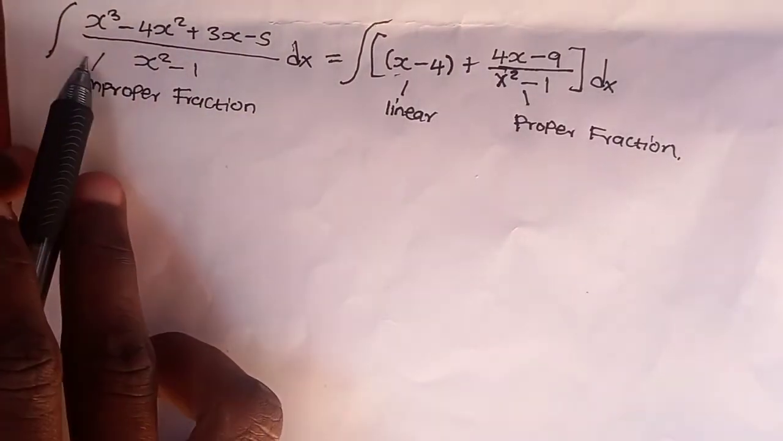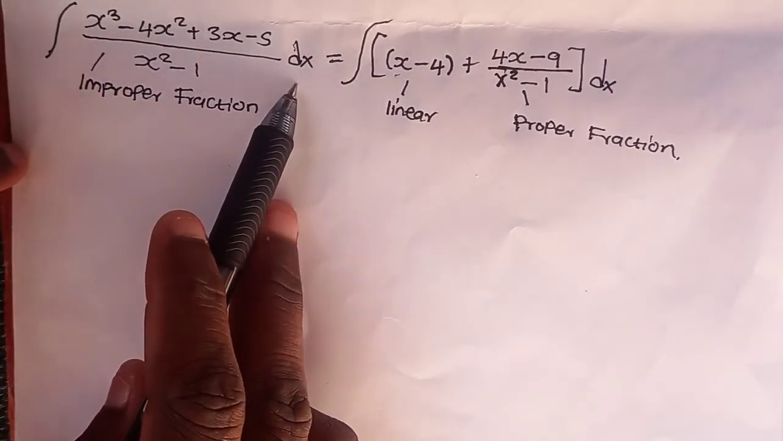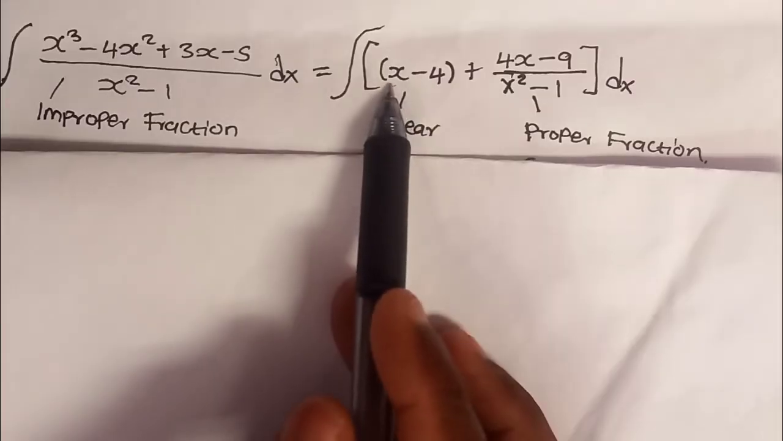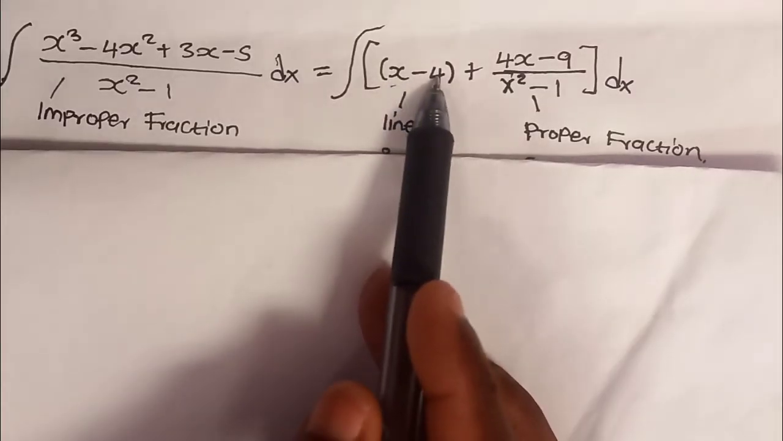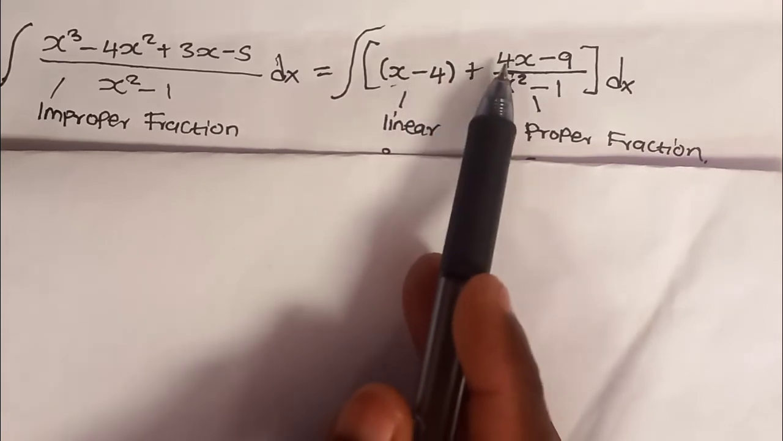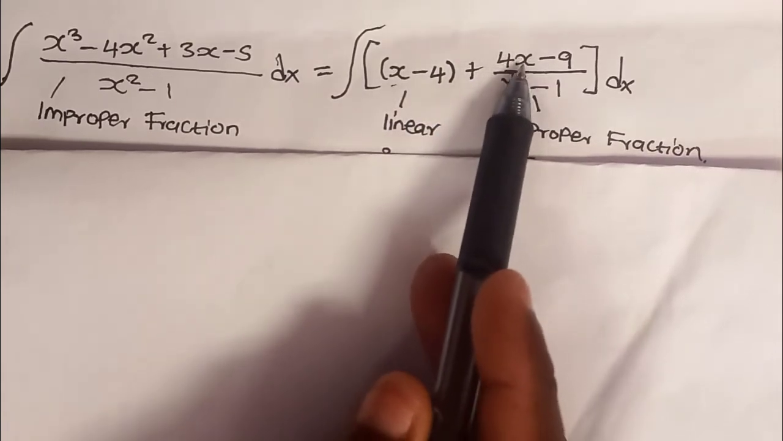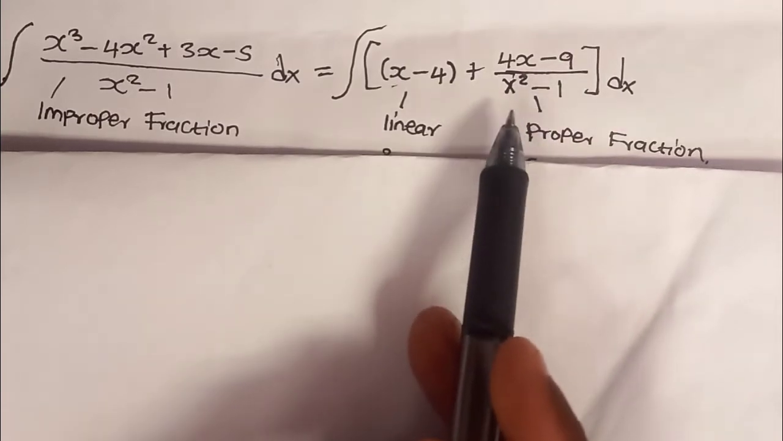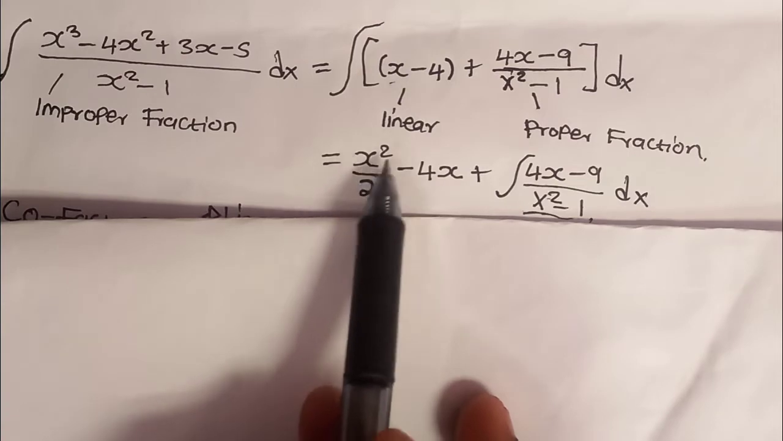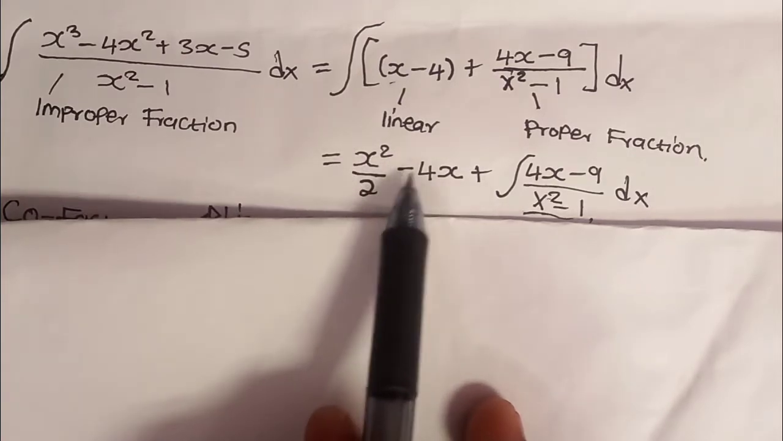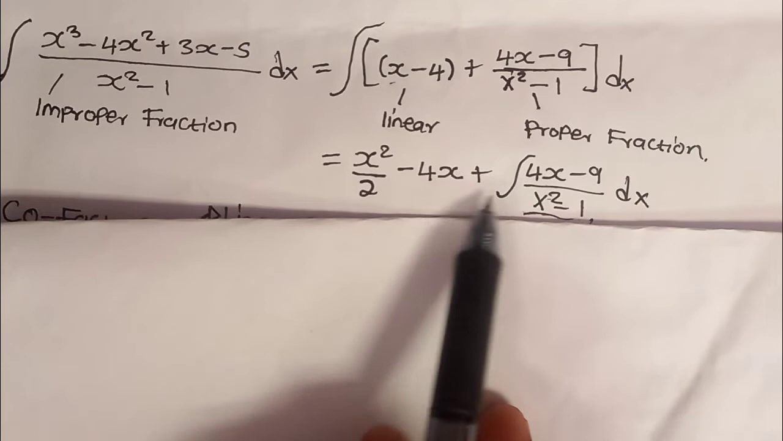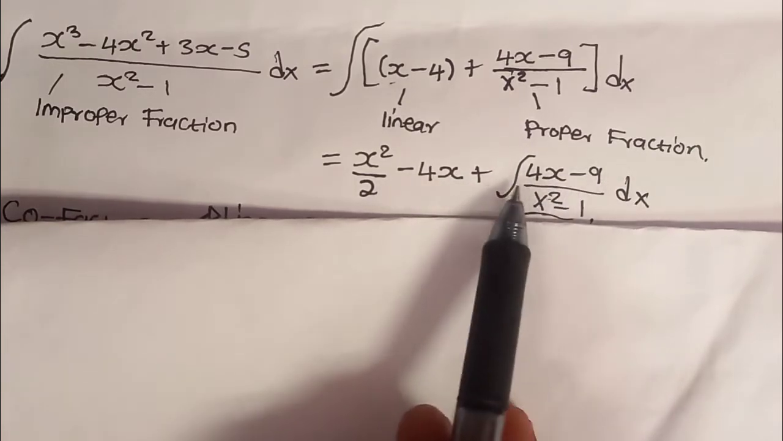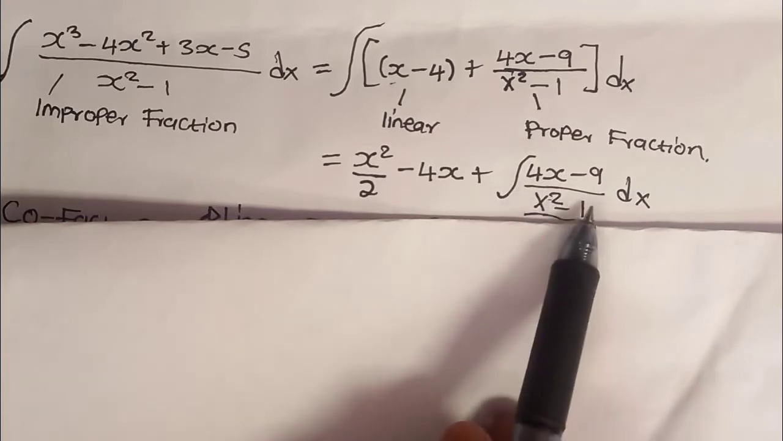Looking at this integral which we're supposed to evaluate, you can see that it is the same as integrating x minus 4 and 4x minus 9 all divided by x squared minus 1. That's why we result with x squared over 2 minus 4x plus the integral of 4x minus 9 all divided by x squared minus 1.